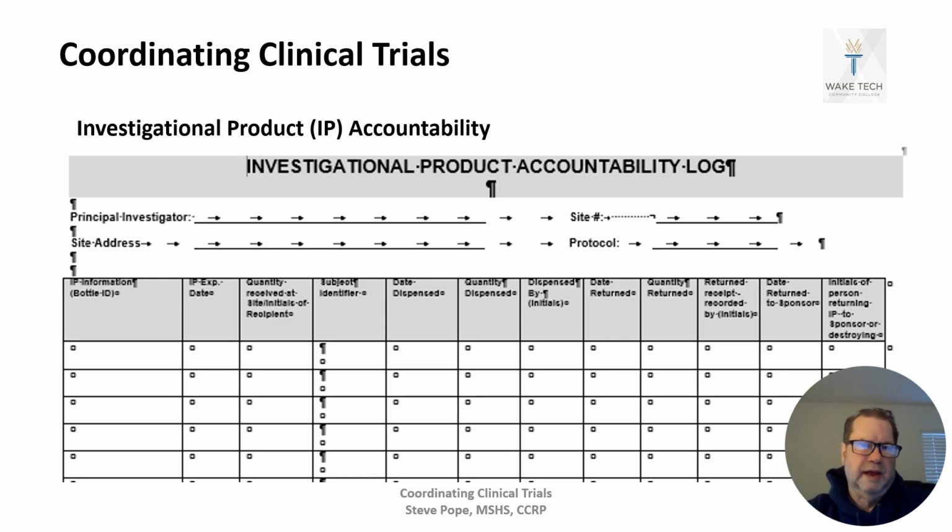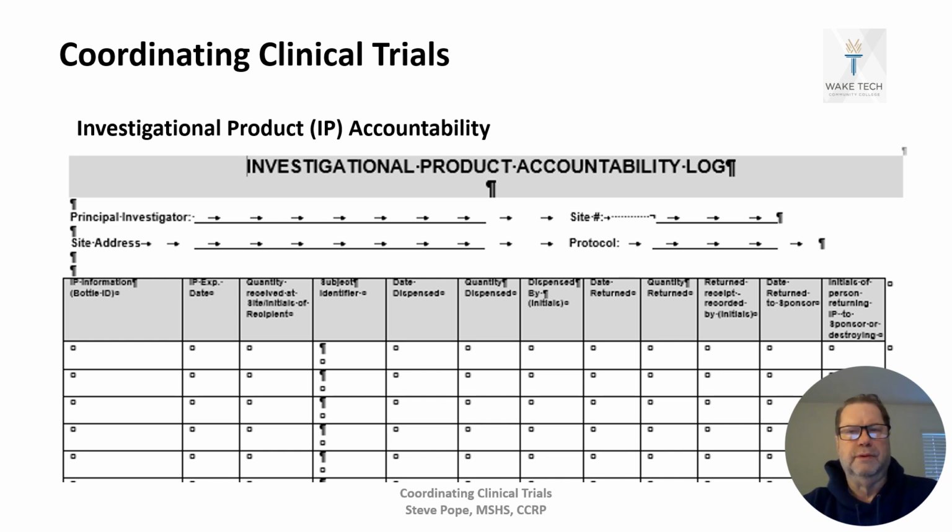So this is an example of an investigational product accountability log. As you see up at the top, you've got the name of the principal investigator, what your site number is, site address, and then the protocol number is listed on there. And then you would do that for each page of the log, because once you start dispensing and screening more subjects, you're going to have more pages to this log. So let's take a look at it.